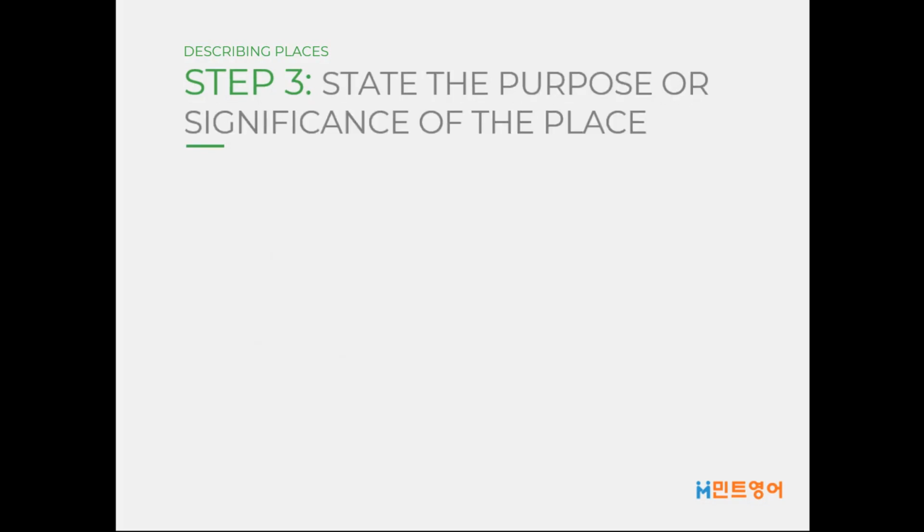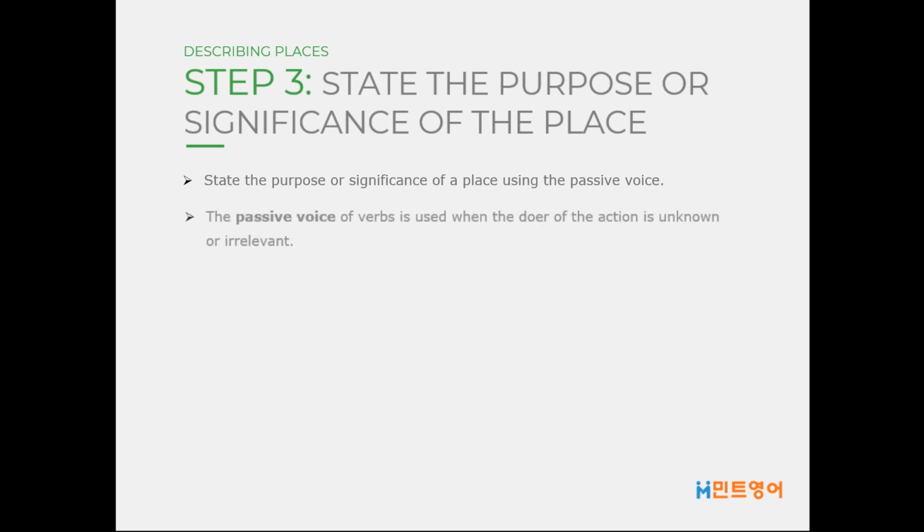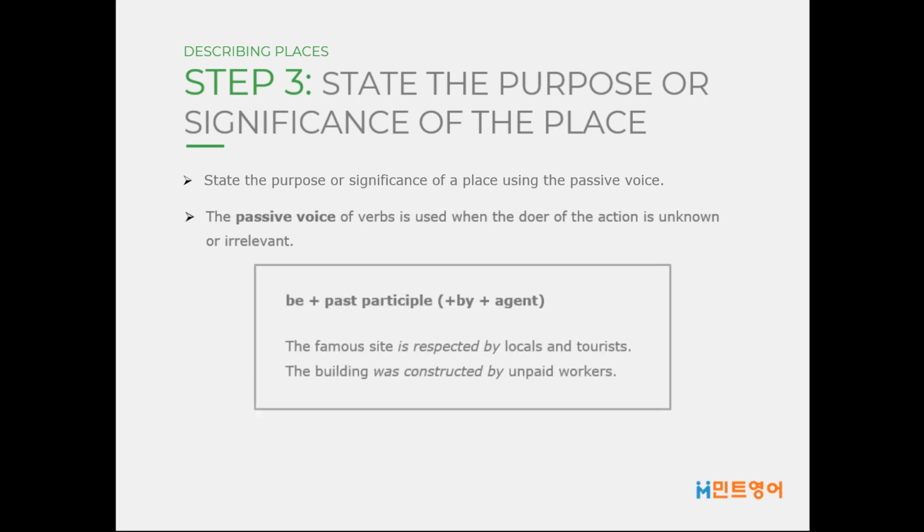After giving a description of the place, state its purpose or significance using the passive voice. The passive voice of verbs is used when the doer of the action is unknown or irrelevant. It is also used when talking about a general truth or emphasizing the thing acted on. Observe how the passive voice is used in these examples.